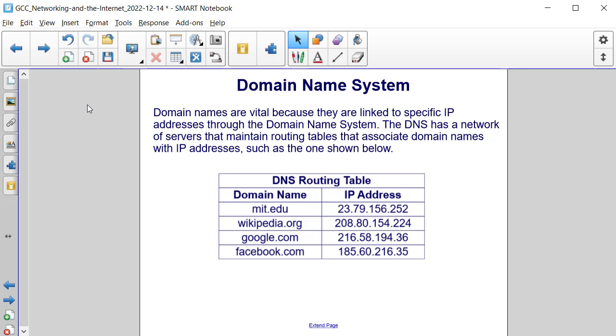Domain names are vital because they are linked to specific IP addresses through the domain name system. The domain name system has a network of servers that maintain routing tables that associate domain names with IP addresses, such as the one shown below. So the domain name for mit.edu links to their IP address 23.79.156.252. And here are a few more.